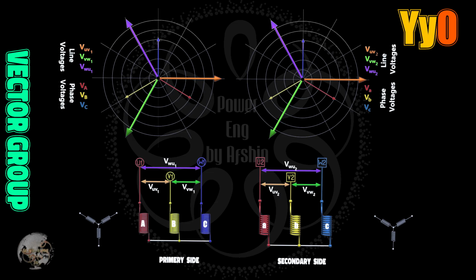In the illustration, the voltage vectors of each winding are shown in red, yellow, and blue. Here, the magnitude of the vectors is not important. The focus is solely on their phase relationship. The line voltages are also illustrated and are represented by the green, orange, and purple vectors.